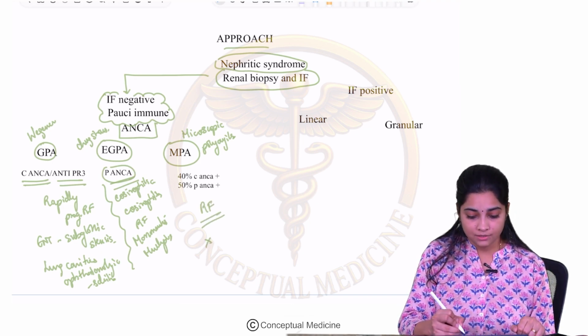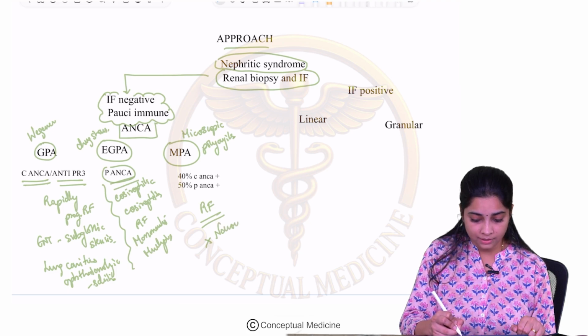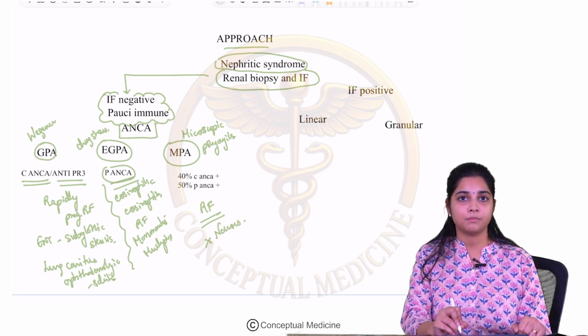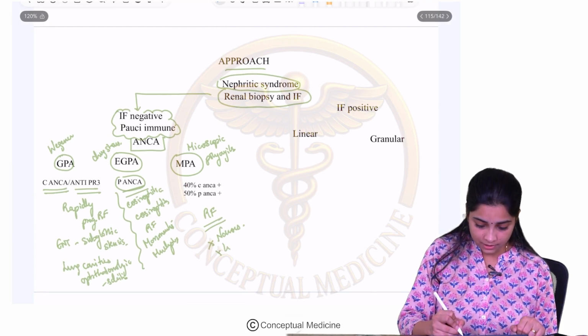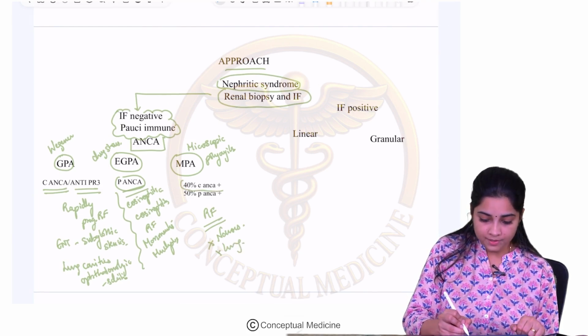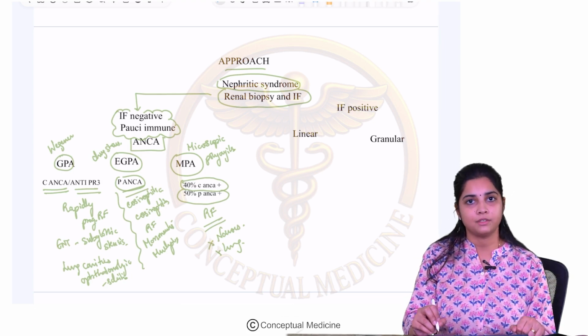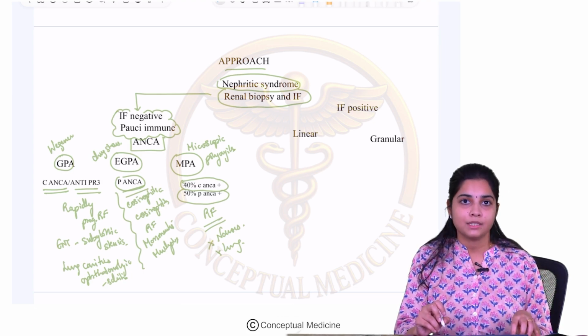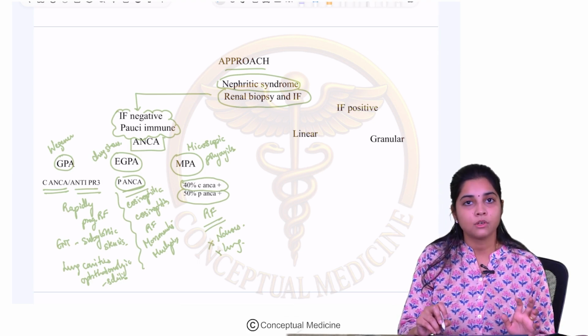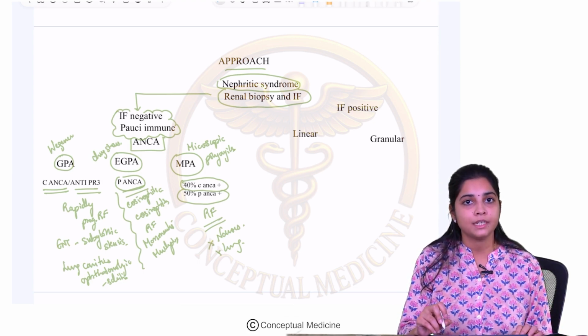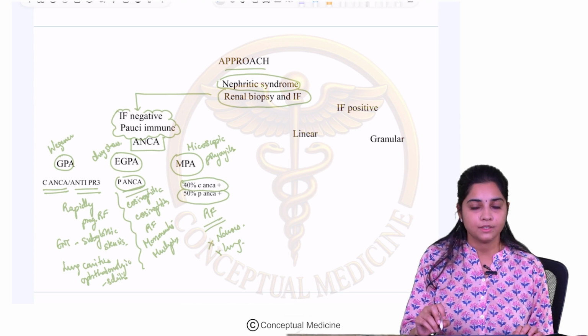MPA, microscopic polyangiitis, also presents with renal failure. However, it does not have your nervous system manifestations, which is your mononeuritis multiplex, and lung manifestations are rare. So 40% of the cases are C-ANCA positive, 50% of the cases are P-ANCA positive. So what are we discussing? We are discussing your pauci-immune glomerulonephritis, where your IF is negative, it is your ANCA-associated vasculitis.